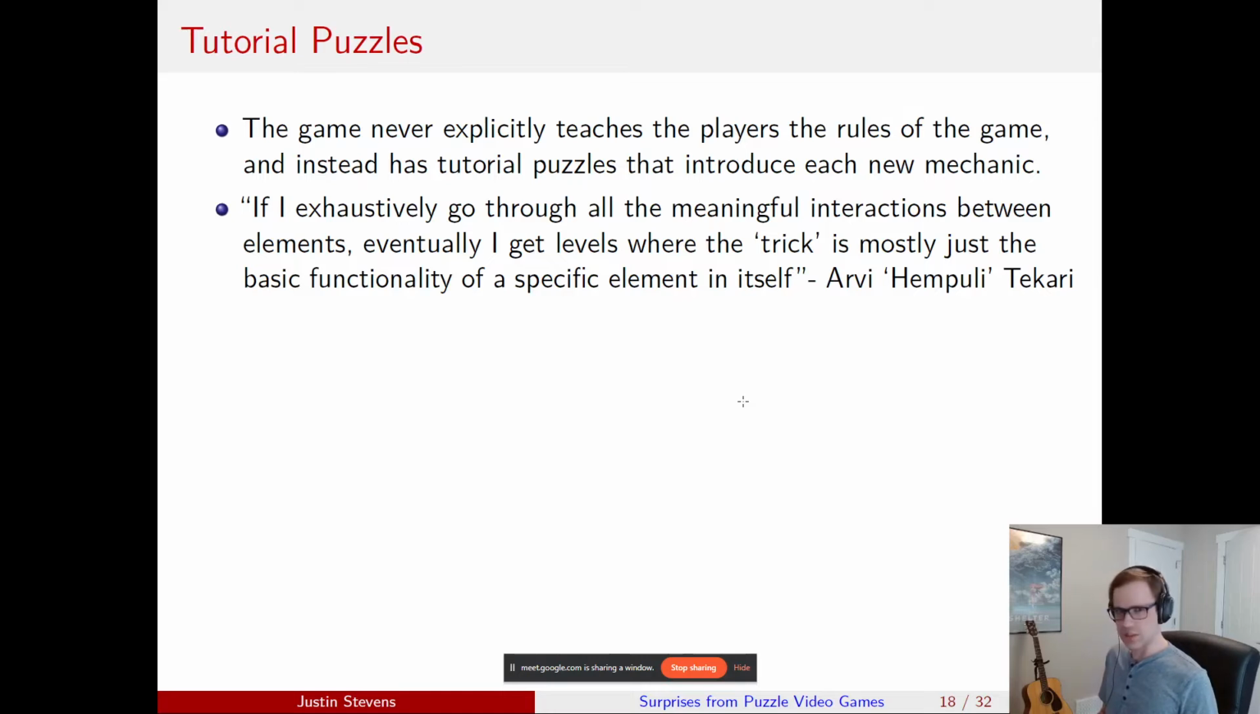So one thing that's interesting is that the game never explicitly teaches the players the rules of the game. It instead has these tutorial puzzles that introduce each of the new mechanics. And the game creator basically said, if I exhaustively go through all the meaningful interactions between all these different elements, eventually I get levels where the trick is mostly just the basic functionality of a specific element in itself. So that's how he creates these basic tutorial puzzles within the game.